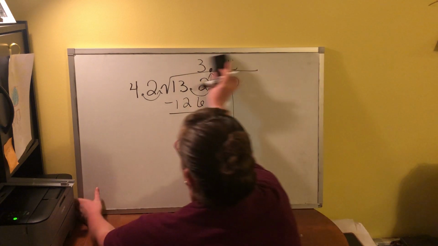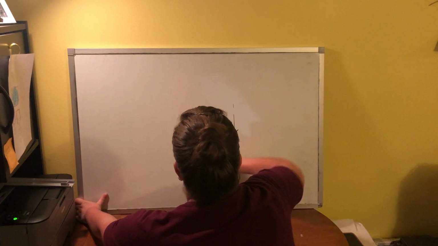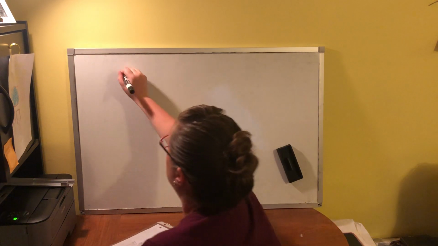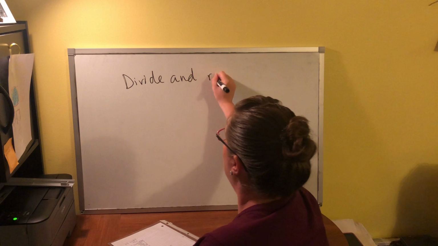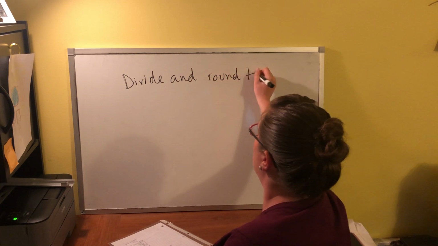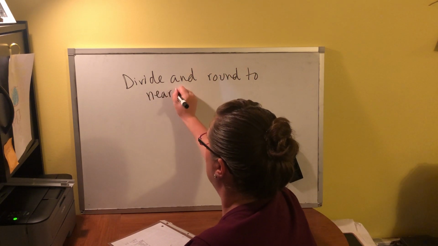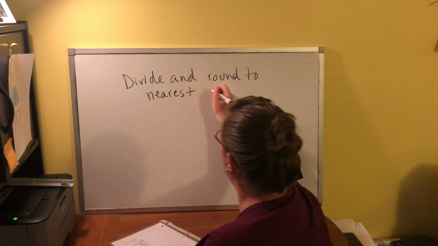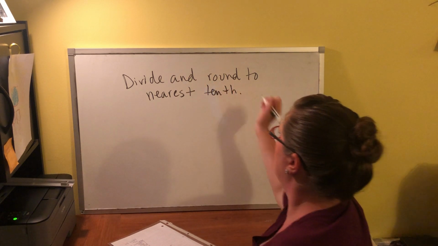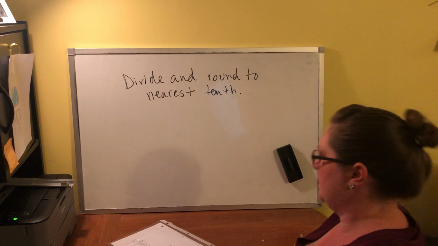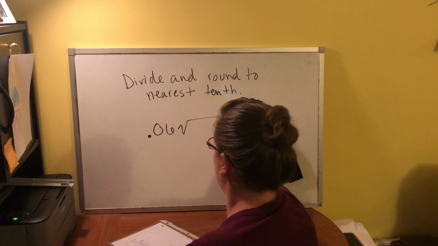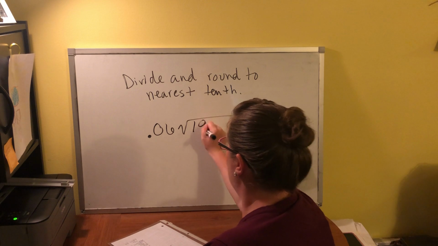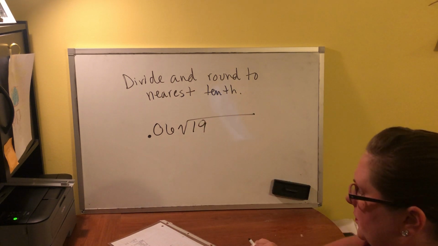All right, another division problem you may come across is dealing with rounding. Now you can still use your calculator to round. So they may tell you to divide and round to the nearest 10th. Okay, let's do 10th. So divide and round to the nearest 10th. Let's look at 0.06 into whole number 19, okay?